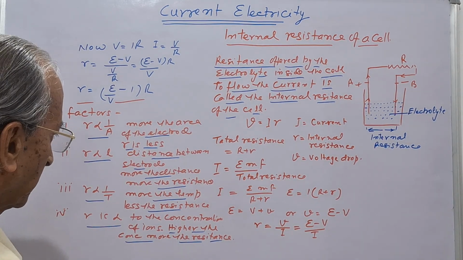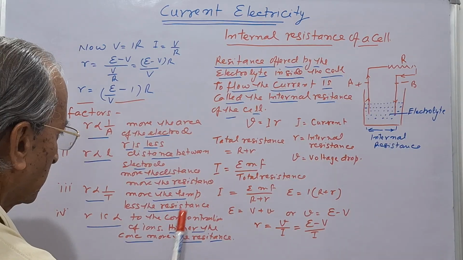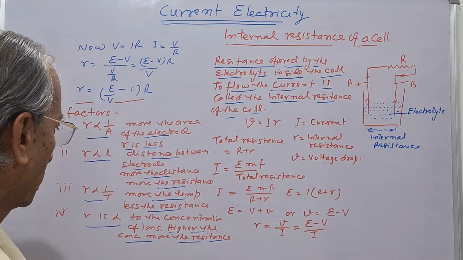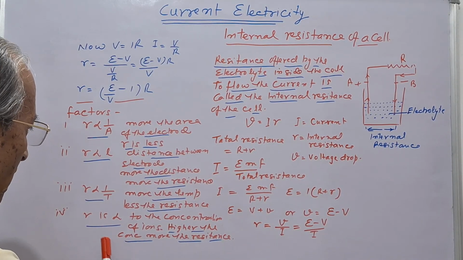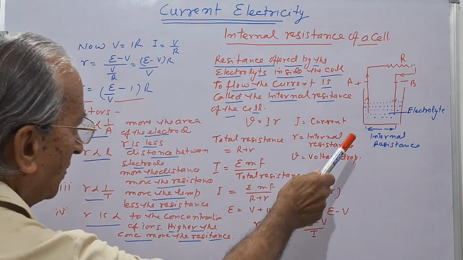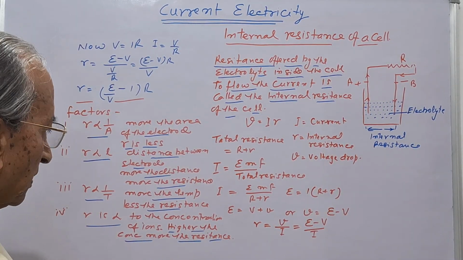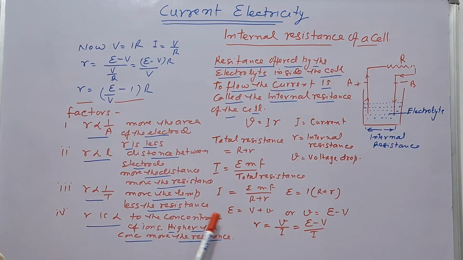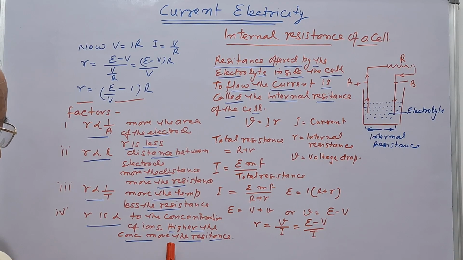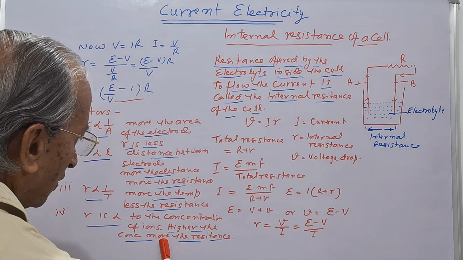But in the case of temperature, the more the temperature, the less the resistance. And r depends upon the concentration of the electrolyte. The higher the concentration of the electrolyte, the more will be the resistance.